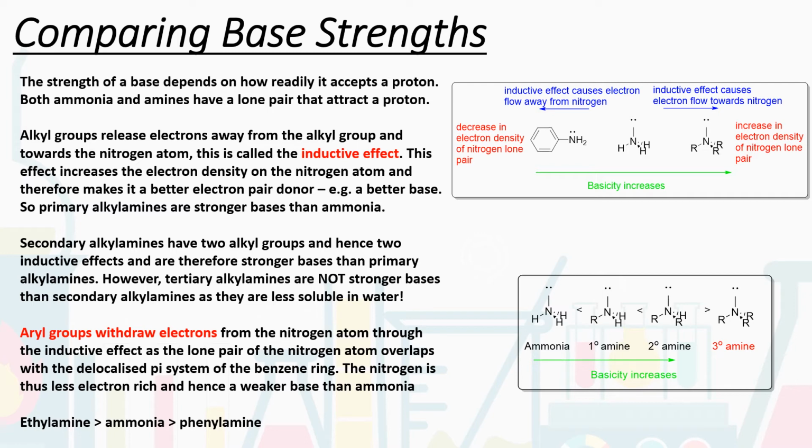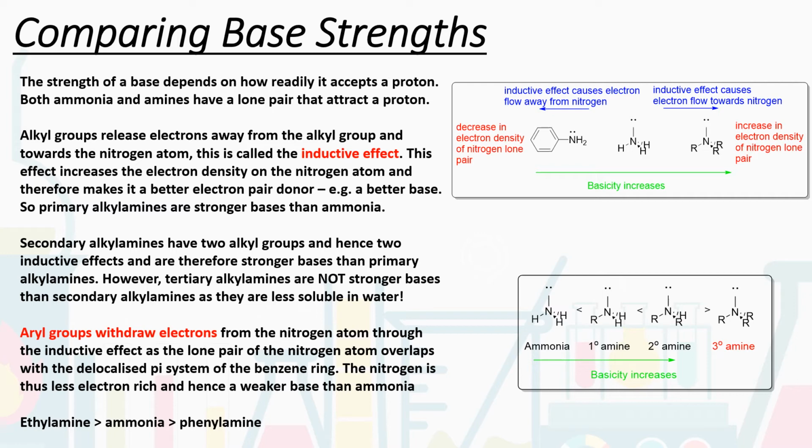So alkyl groups release electrons away from the alkyl group and towards the nitrogen atom. This is something called the inductive effect, and you'll have seen this before if you've seen the alkene set of videos. This effect essentially means that alkyl groups push their electrons away from themselves and onto, in this case, the nitrogen, and this increases the electron density on the nitrogen atom. If we increase the electron density on the nitrogen atom, this makes it a better base. It makes it a better electron pair donor. There's more electron density there. It's more attractive to protons. And so by putting alkyl groups on there, we've made it a better base.